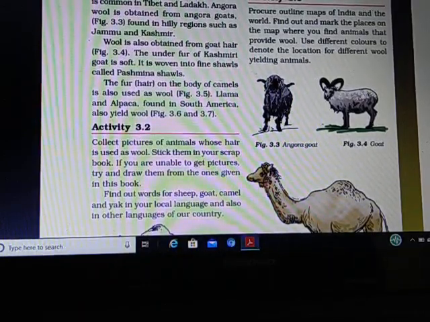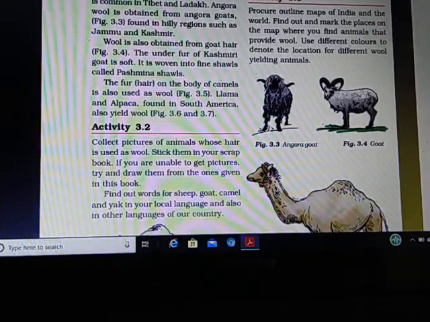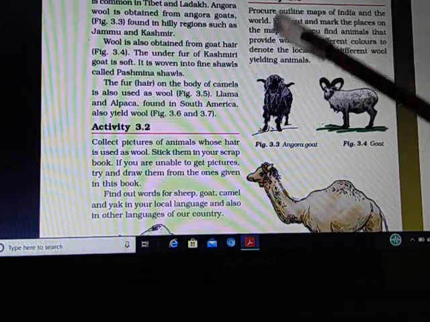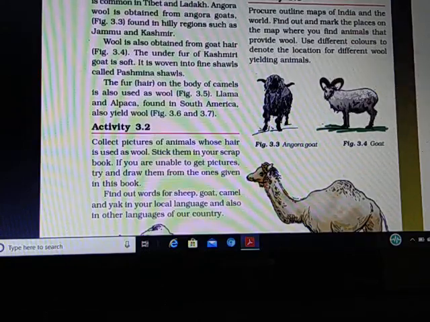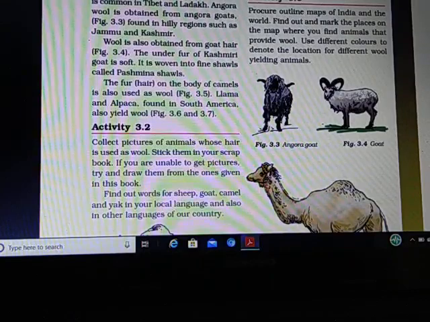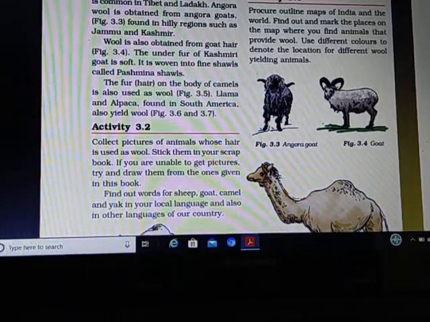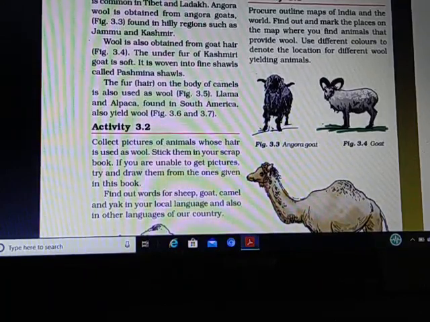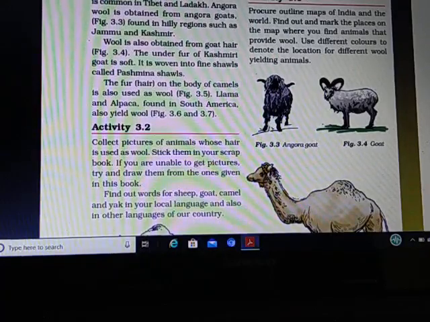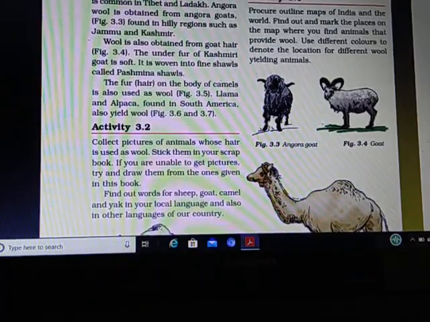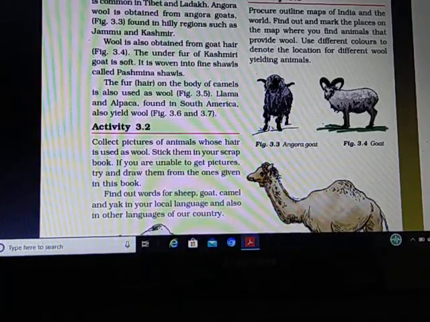And activity 3.3 is to procure outline maps of India and the world. Find out and mark the places on the map where you find animals that provide wool. Use different colors to denote the location for different wool yielding animals. In this activity you have to collect a map of India and the world, and search for those animals found in different locations which are giving us wool.